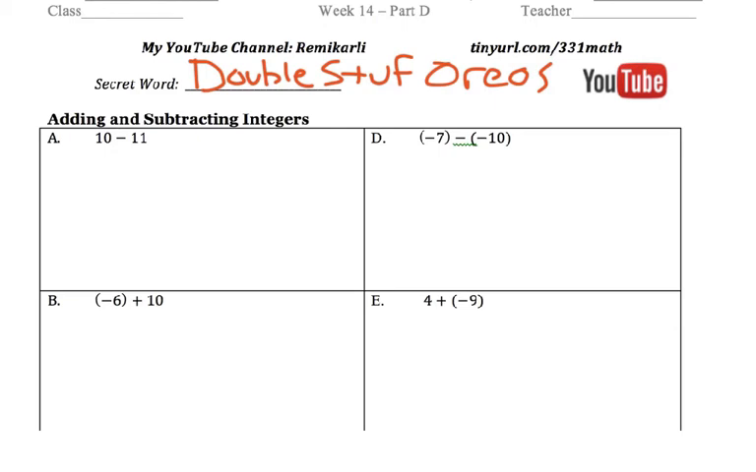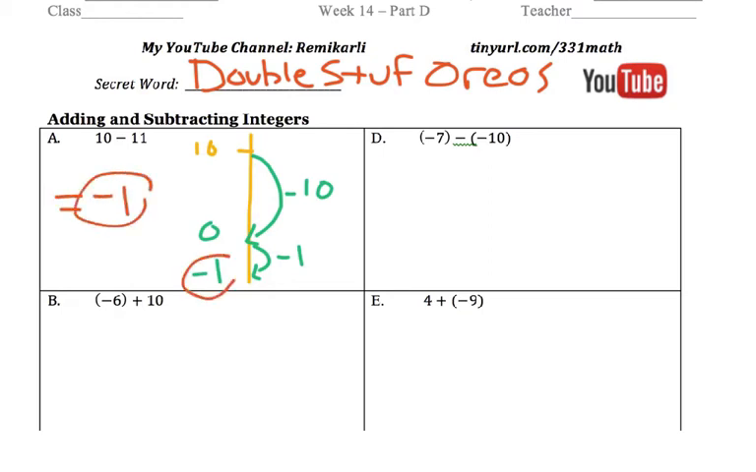All right, integer masters. For the first one, we have 10 minus 11. That's like starting at 10, or like an elevator starting on the 10th floor, and we're going to go down a total of 11. So to get to 0, that would be like subtracting 10. And of the original 11, I have negative 1 left. So the answer is negative 1, because that's where we end up.